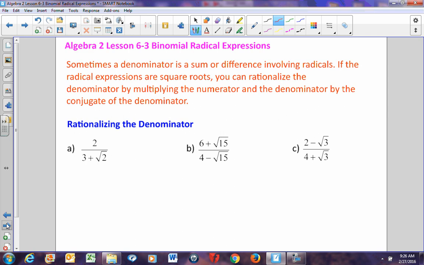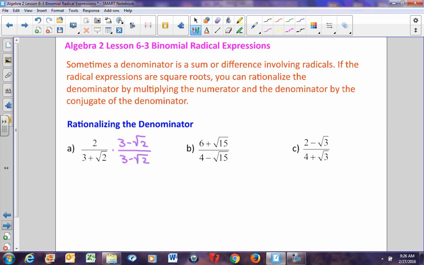Okay, so if I look at rationalizing my denominator here, if I have 2 over 3 plus the square root of 2, I have to get rid of the 3 plus the square root of 2 by multiplying by a conjugate. My conjugate here is going to be 3 minus the square root of 2. So I can multiply by 3 minus the square root of 2 over 3 minus the square root of 2. Remember, it's just a fancy name for the number 1 because 3 minus the square root of 2 over 3 minus the square root of 2 is just 1.